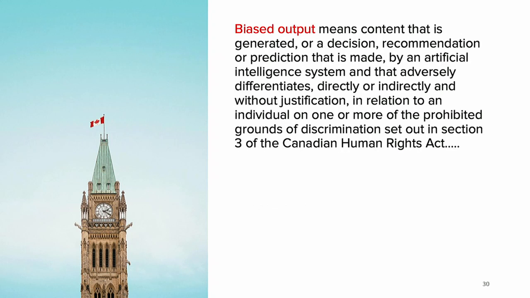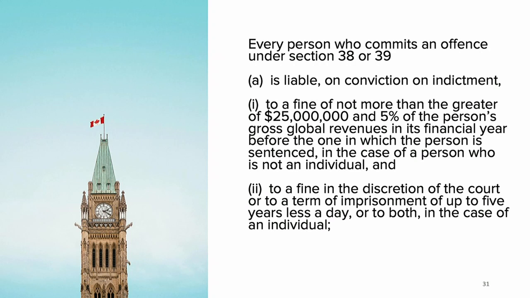And they have a particular definition of biased output in the law: content that's generated, or a recommendation, or prediction, or decision, that adversely differentiates in relation to some ground or another, whether it's race or gender or so forth. And here's the kicker. Everyone who commits an offense, and this is likely going to be a criminal offense, is liable to paying a large fine or even imprisonment for up to a year. Maybe you're not in a position yet to deal with classifiers that have this kind of power, but sooner or later, when you go on your internships, when you do your startups, you will be confronted with compliance with this law.